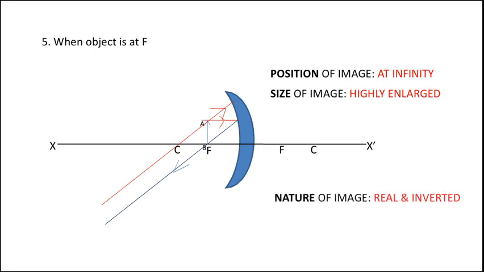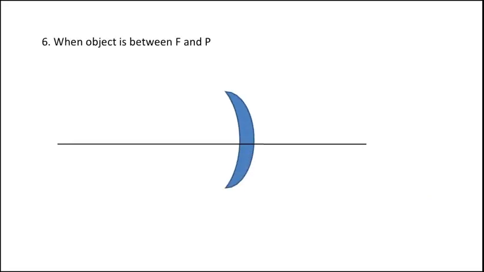This place of object we use in our automobiles headlights, where the bulb is placed at the focus and light is going on the road. Next, diagram number 6, the last for the concave mirror, but very important.